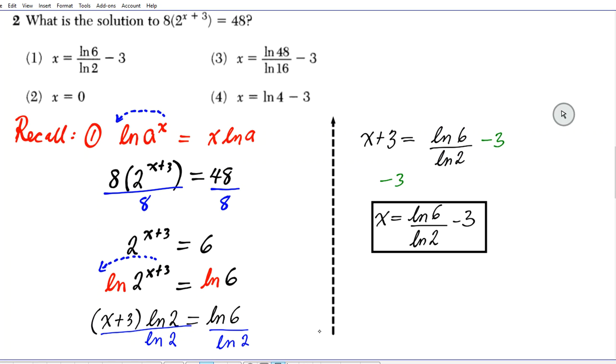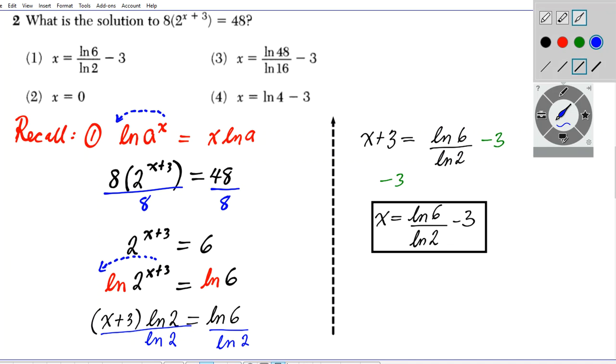We can see that the answer to question number 2 is option number 1.